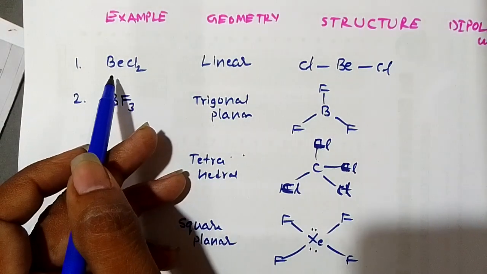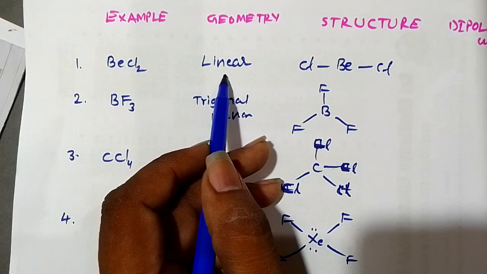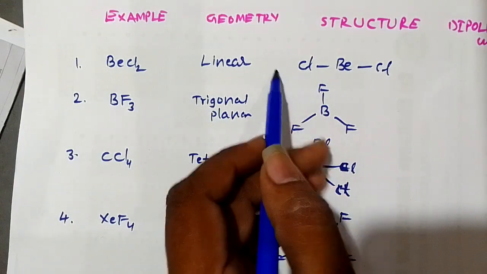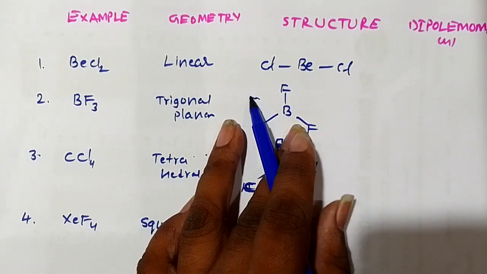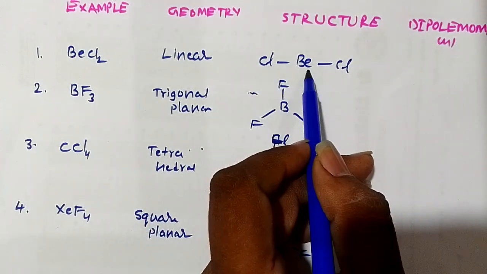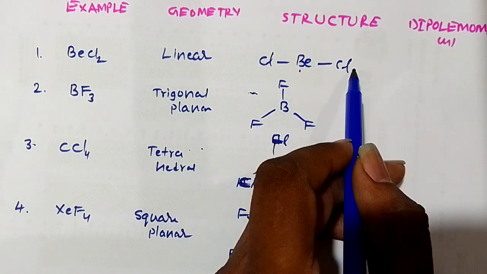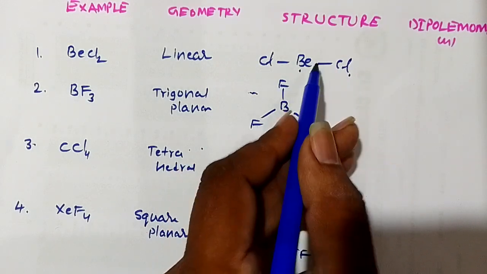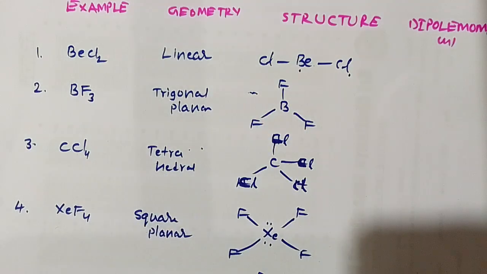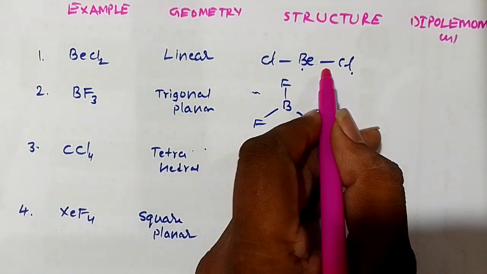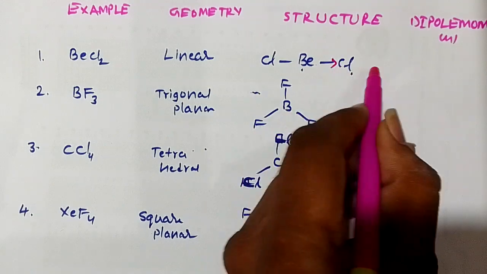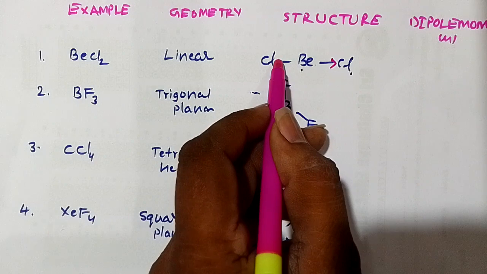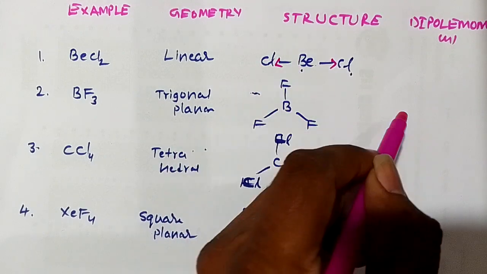BeCl2. I am taking beryllium chloride. It is linear in shape. Now when you see the structure of BeCl2, does it have a dipole moment or not? Compared to beryllium, chlorine has more electronegativity. It has a more electronegative nature, so it can attract the bonded electrons towards itself. This chlorine attracts the bonded electrons towards the chlorine atom, and at the same time, the other chlorine attracts the bonded electrons towards itself.